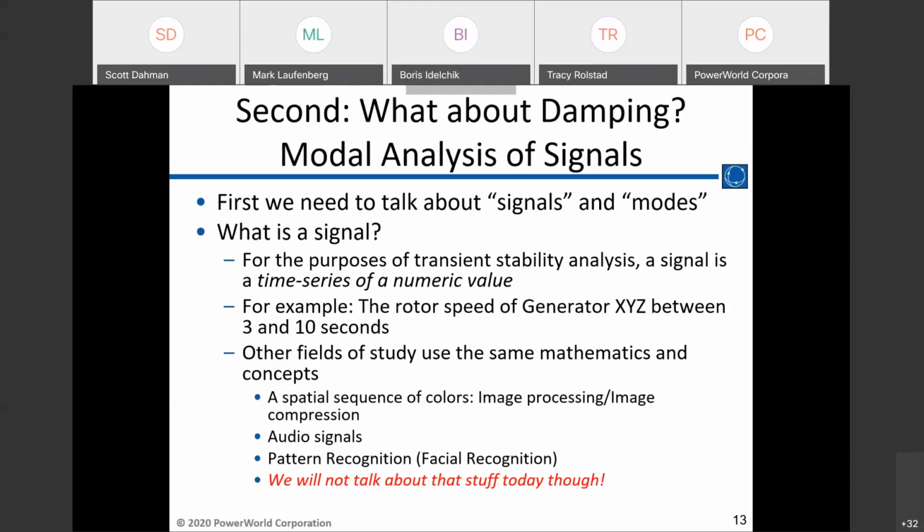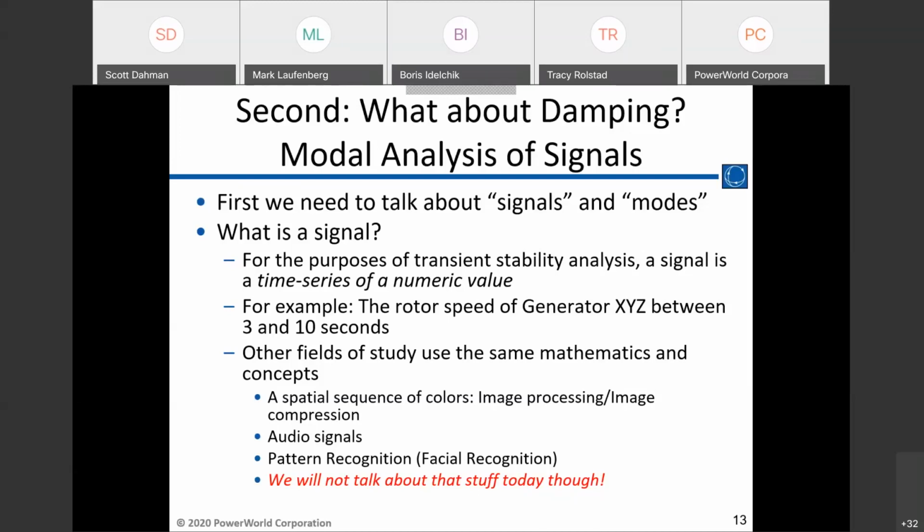All right, so the first thing we need to talk about when somebody says, is a signal damped? We kind of have to define what that means. And the first thing we need to define is, what is a signal? All right, in our purposes in transient stability, I would define a signal as a time series of a numeric value. It's just like the generator's speed from 3 to 10 seconds. That is what I would define as a signal.